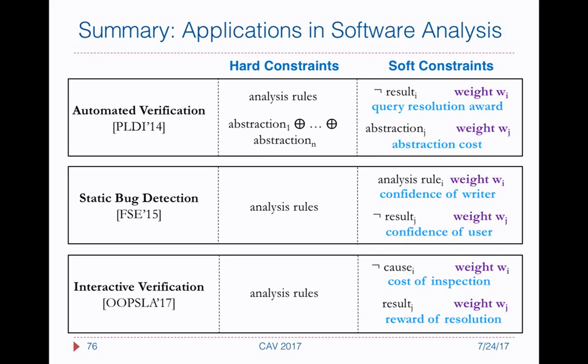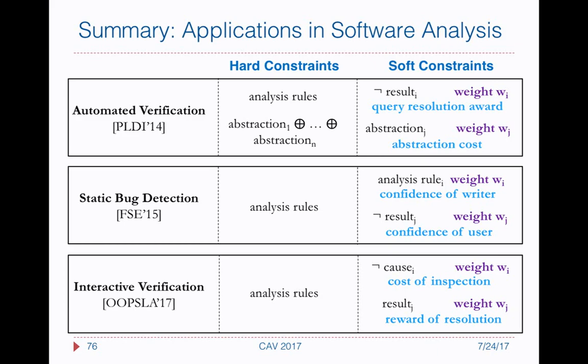In the case of bug detection, we kept some of the analysis rules hard, which means we wanted them to be sound, but the others we made them soft, which means we relaxed the soundness of these rules and allowed them to become probabilistic. And these reflect how much confidence the writer of these analyses has in those rules. And finally, we also made the user's feedback soft. What that means is how much confidence do we have in the labels that the user is providing.